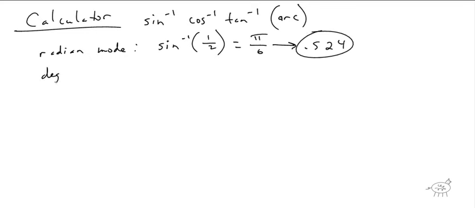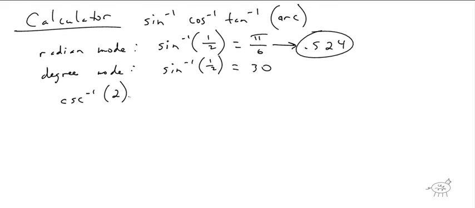Then, of course, in degree mode, inverse sine of 1/2. Type that in there, and that'll give you actually a nice answer of 30 degrees. All right. The only weird one that you have to worry about, because you can even do here inverse cosecant of 2. Okay, obviously you don't have an inverse cosecant button, so you have to type in the inverse sine of 1/2, which is, of course, our 30 degrees. Okay, so just make sure you know how to do the reciprocal of that.